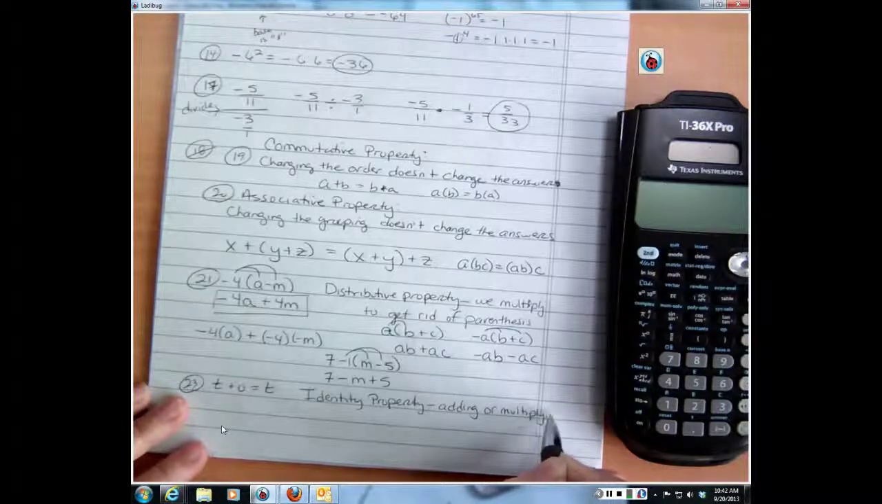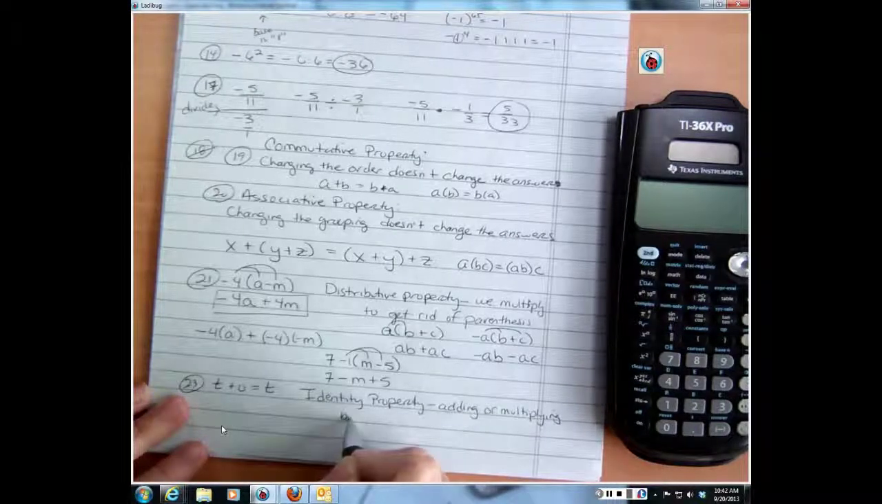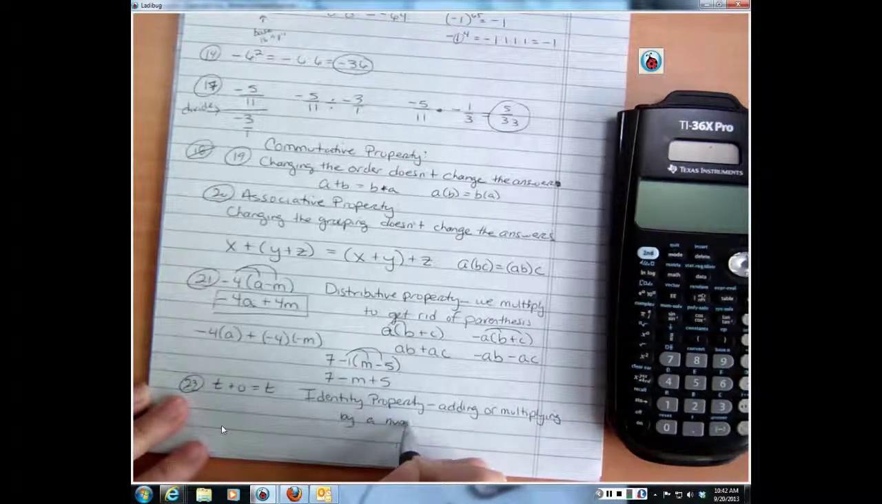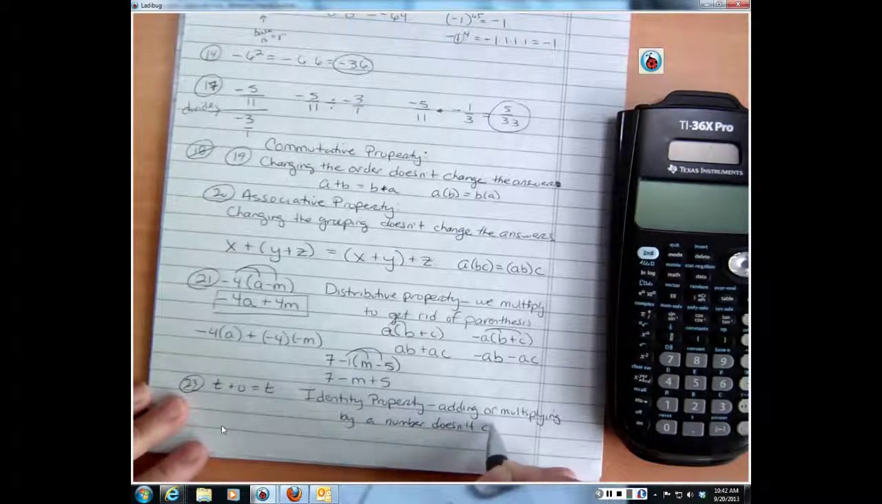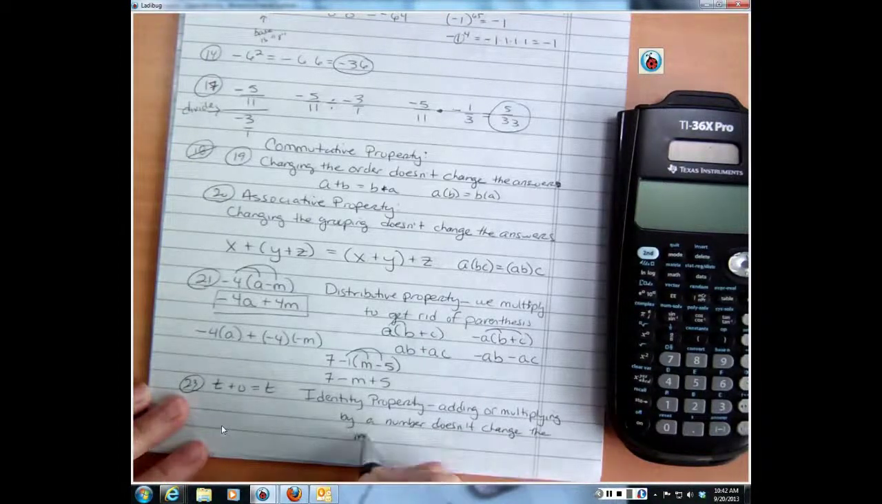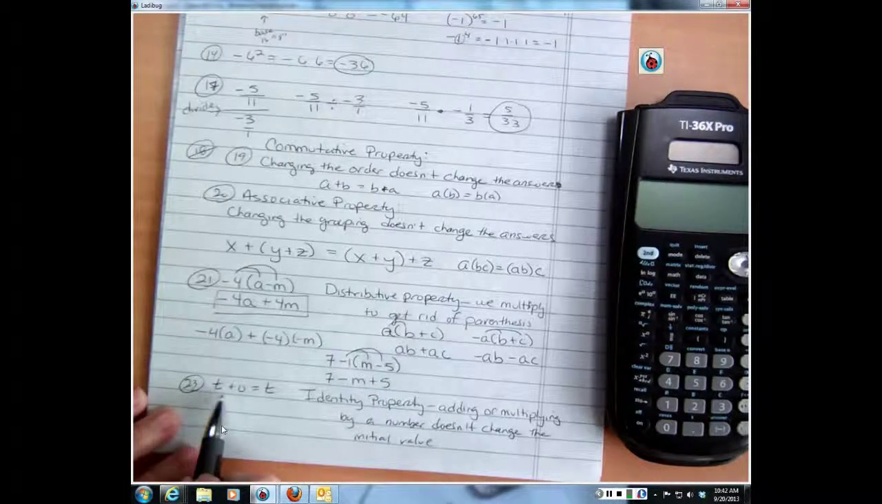Adding or multiplying by a number doesn't change the initial value. We have initial value of T, we add to it, but we still have T. That means we use the identity property.